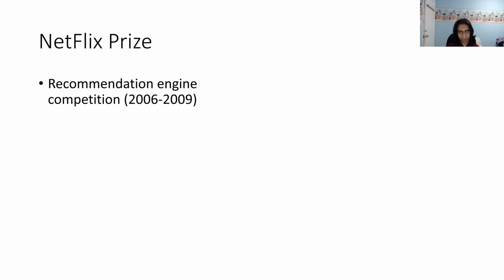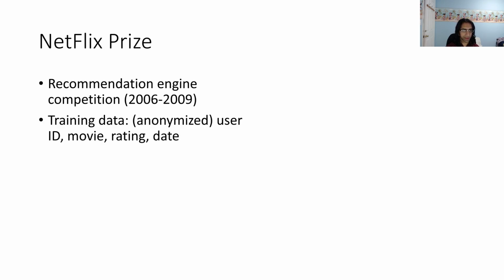Well, in order to make predictions about what users will like to do in the future, you'll of course need some training data in terms of data about what people have done in the past. So naturally, Netflix provided some training data. In particular, they provided 4-tuples, which had basically an anonymized user ID, the movie they watched, what rating they gave this movie, and what date they watched this movie.